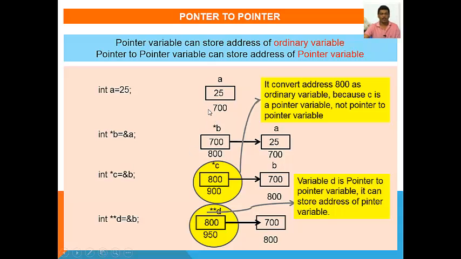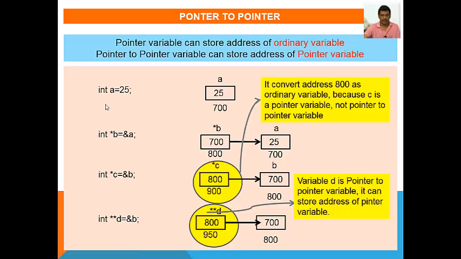Then pointer to pointer. A pointer variable can store the address of an ordinary variable. If we want to store the address of a variable, we create a pointer variable. If we want to store the address of a pointer variable, we declare a pointer to pointer variable. So a pointer variable holds the address of an ordinary variable, and a pointer to pointer variable can store the address of a pointer variable.